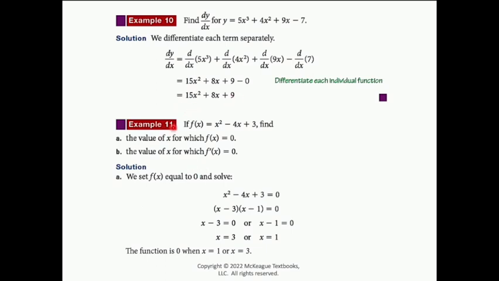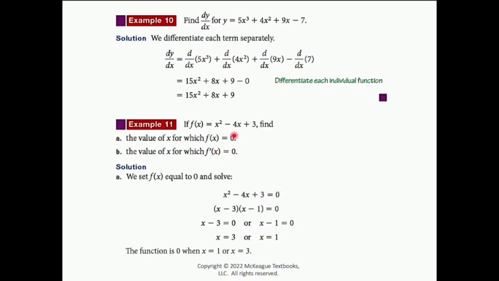So in this example 11, we are asked to use this function x squared minus 4x plus 3. We are asked to find the value of x so that when I plug in that value of x, I get out 0. And then in part B, we're asked to do the same thing but with the derivative. So we're going to find the derivative, set it equal to 0, and find the value of x that gives us the derivative is equal to 0.